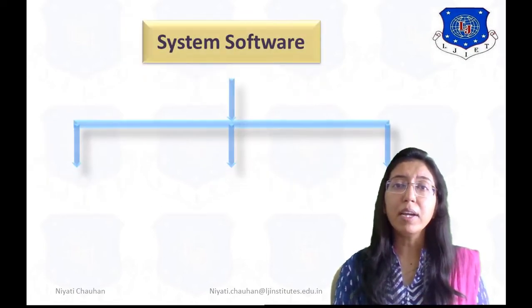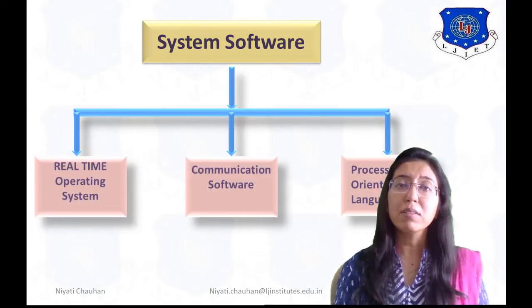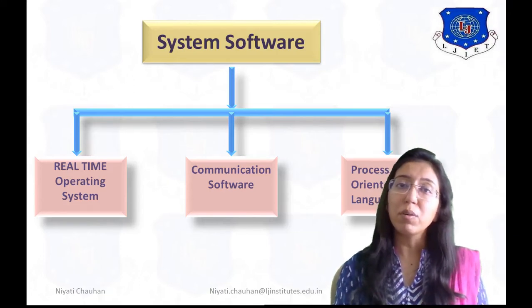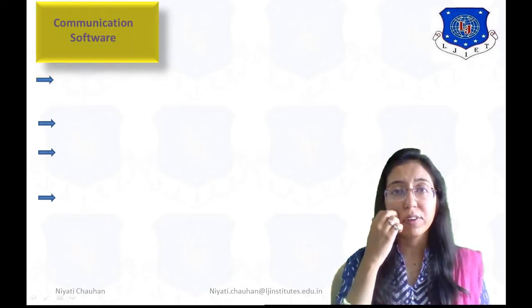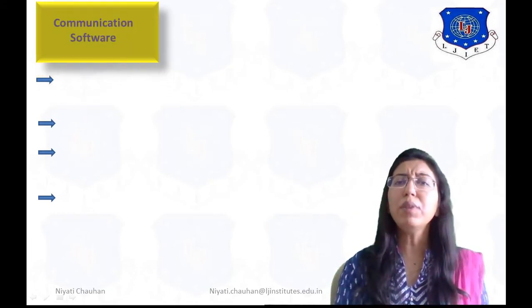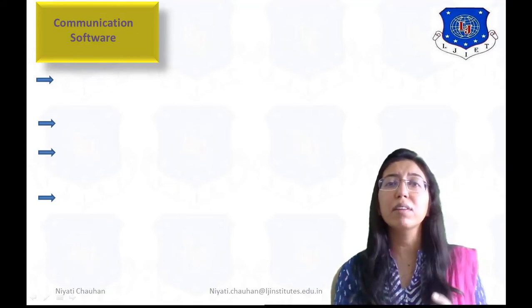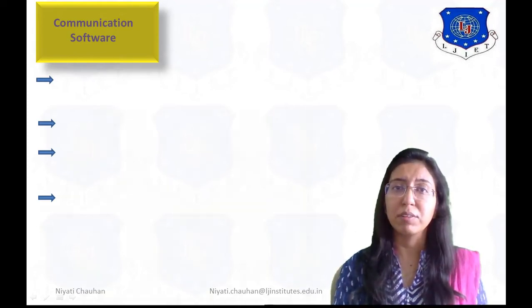System software is divided in three parts. Number 1, real-time operating system, communication software and process-oriented languages. First, I discuss communication software. According to the name, we can say that we are using communication software for the purpose of communication.